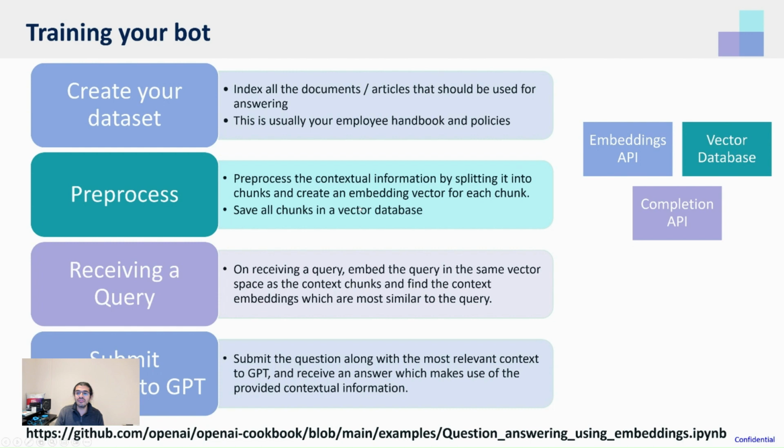So with this, what we've covered is the embeddings API, vector database, and completion API. And there's an example that OpenAI has for that. If you go to github.com, OpenAI cookbook, there's one called question answering using embeddings, and that covers this scenario. So you can take it from there as well.